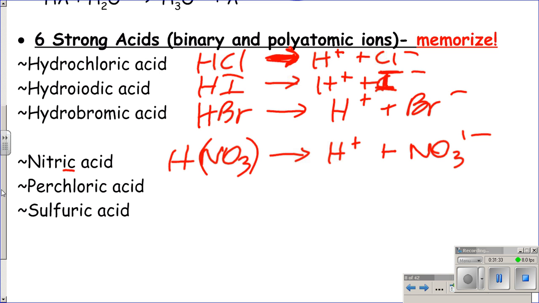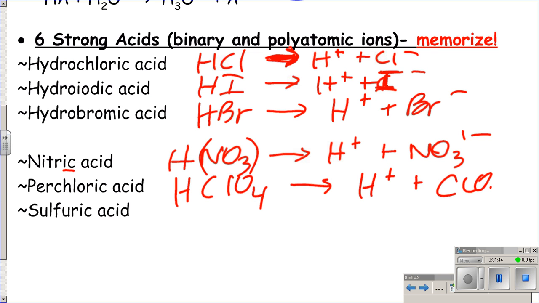Perchloric acid came from HClO4. Okay. And it makes perchlorate, ClO4 1 minus.